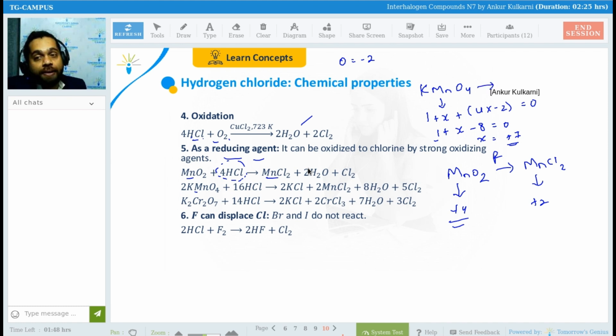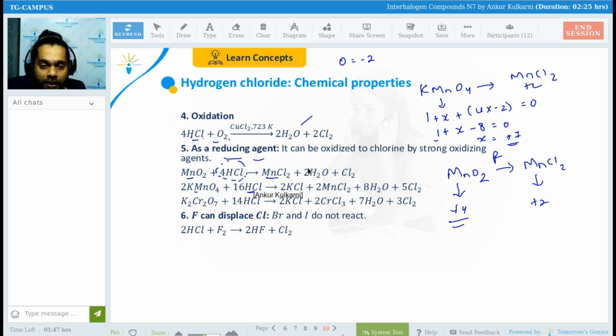So KMnO4 to MnCl2. Again, MnCl2, that means +2. So +7 to +2. Is it oxidation or reduction? Bhuvaneshri. Yes, Ragul. +7 to +2. Look over here, Ragul. So +7 to +2. Again, it is reduction. Correct.